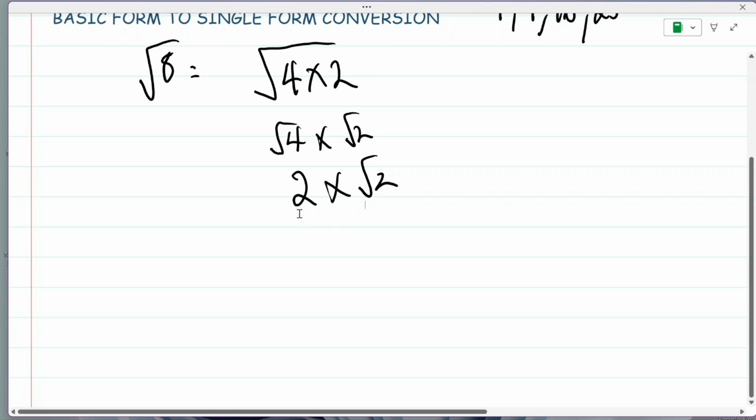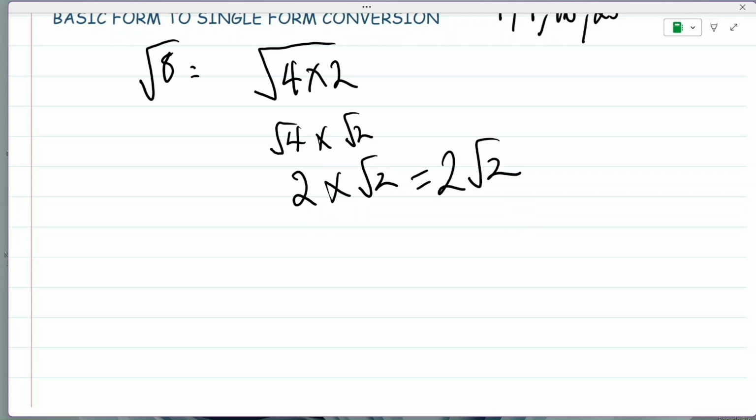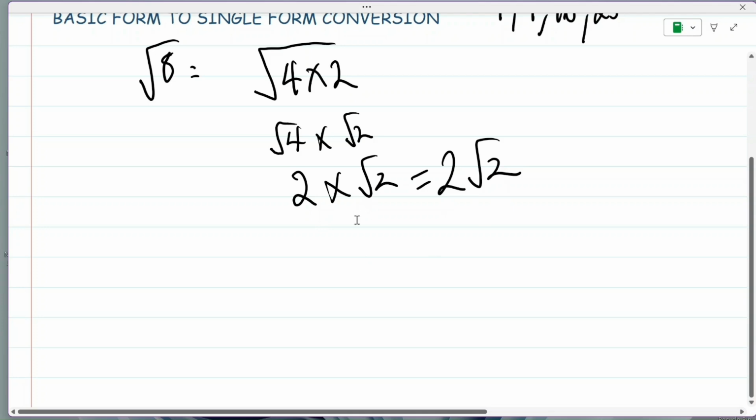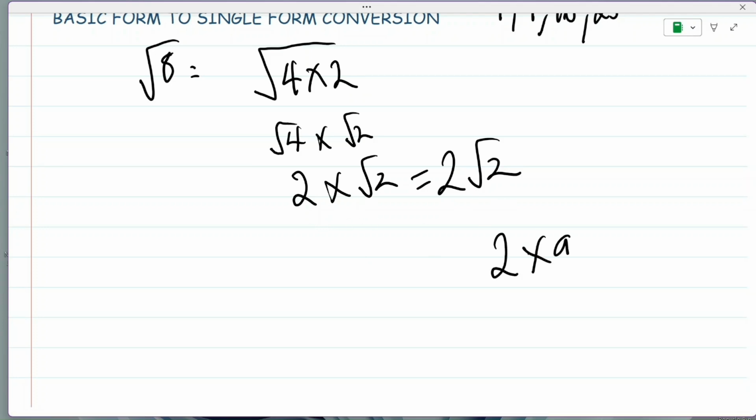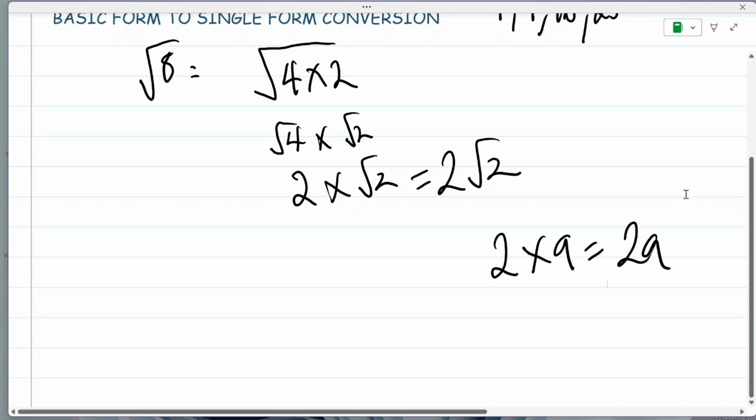And in surds, when you have 2 times root 2, you get 2 root 2. This is your answer in basic form. So we have it as 2 root 2. When they are linked by times, you just join them together. It's similar to algebra where you have 2 times a. 2 times a is 2a. You just join them together. Same applies with surds. 2 times root 2 is 2 root 2. We've therefore successfully converted root 8 to 2 root 2. This is one way of converting it from single form to basic form.